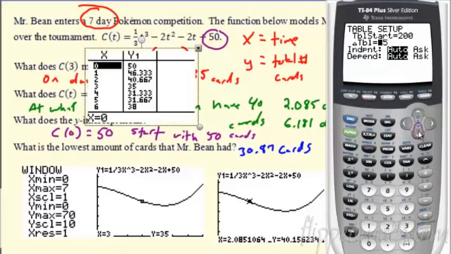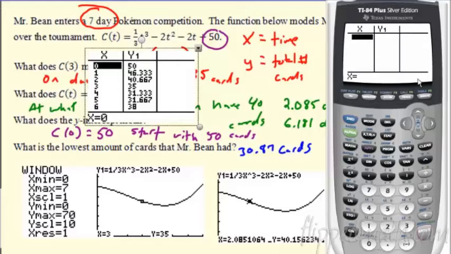Here's my favorite, though. This is where it's at. This is the independent variable, and you have auto and ask. The independent variable is the x one. If I change it to ask, now go back. Oh my goodness. I want to know the 201st day. Boom, there it is. I want to know the 47th day. Nice.